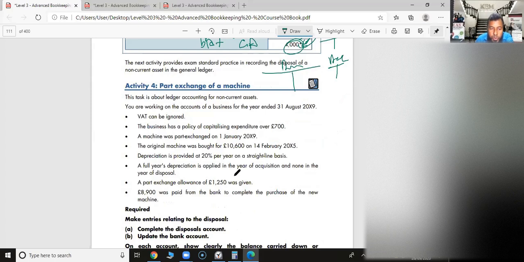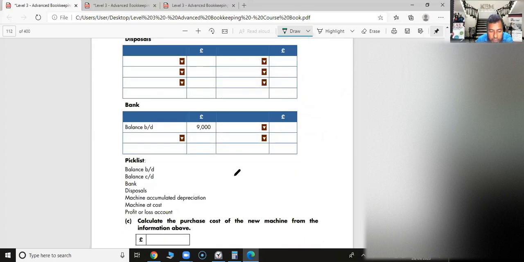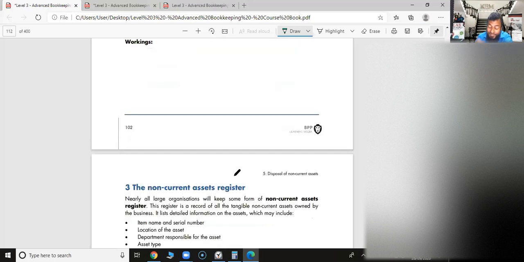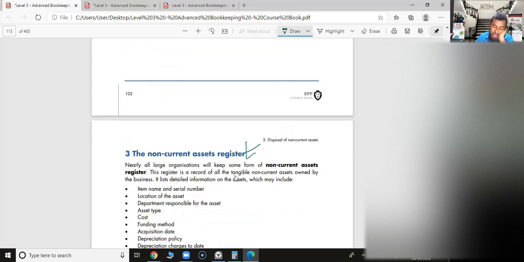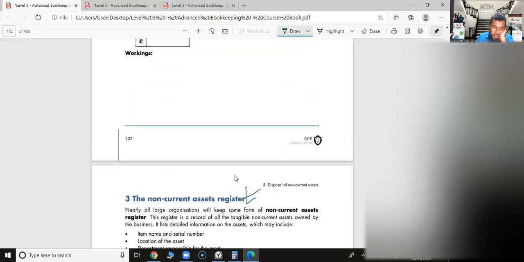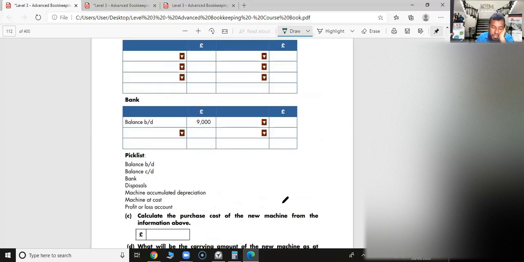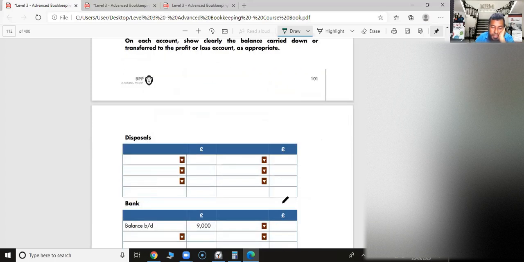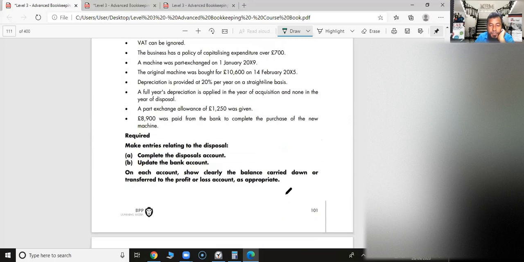Moving on to activity number 4, part exchange of a machine. You've got to do it. Another big part is the non-current asset register. Okay, giving you the easy peasy one. I hope the disposal and bank you can do it. Just asking you.